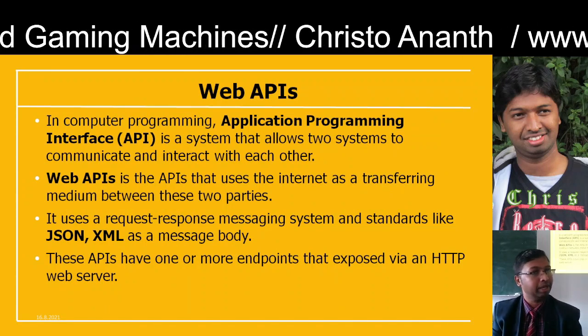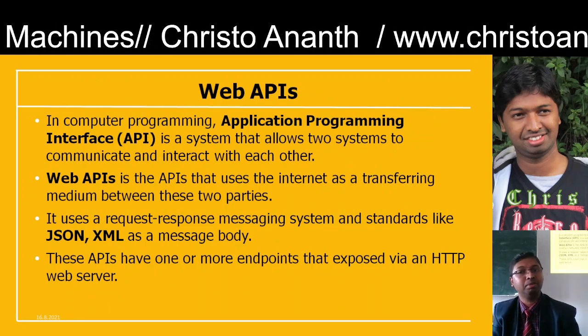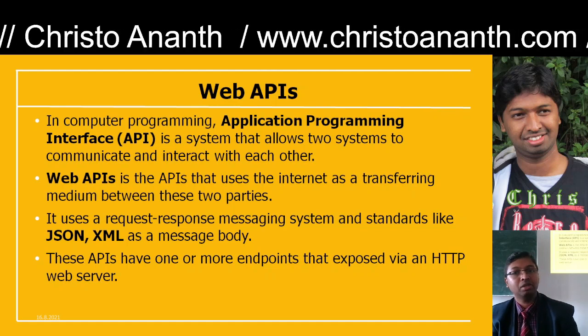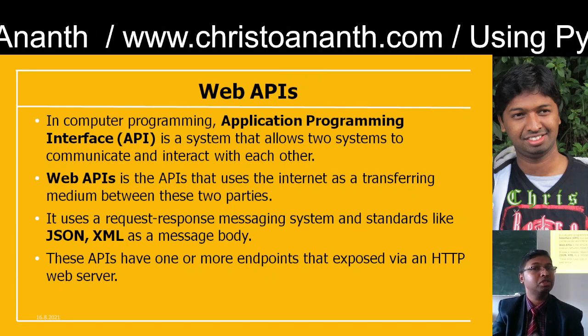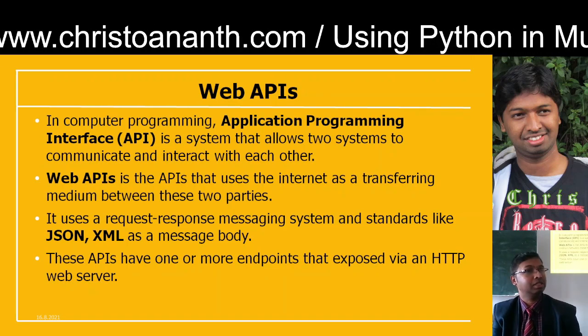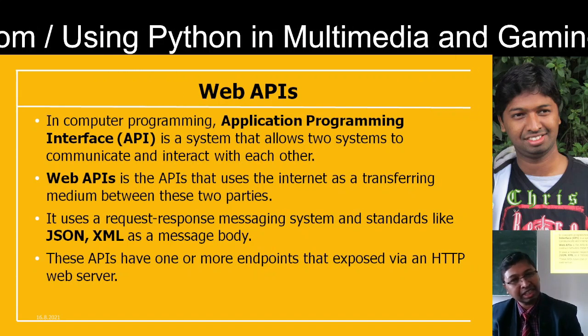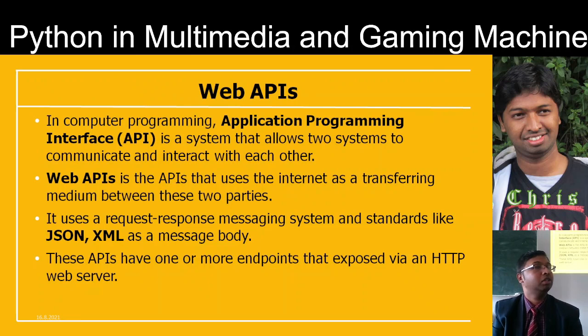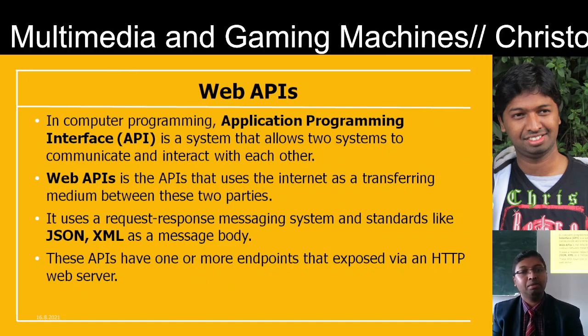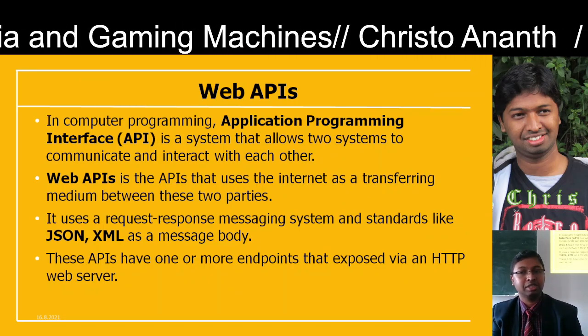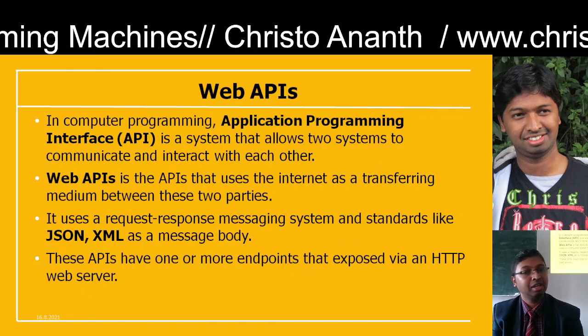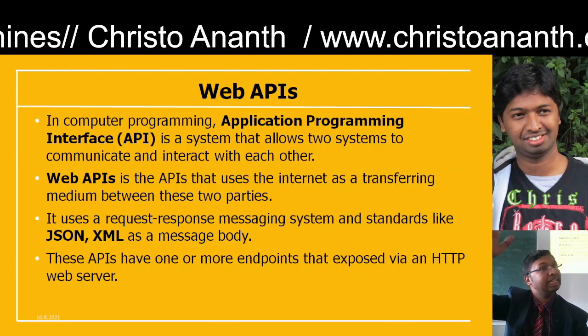And these are the web APIs. In computer programming, an application programming interface allows two systems to communicate and interact with each other. This is the reason we use web APIs. You can use the internet as a transferring medium between the two parties, using a request-response message system and standards like JSON or XML, which we discussed in internet programming.